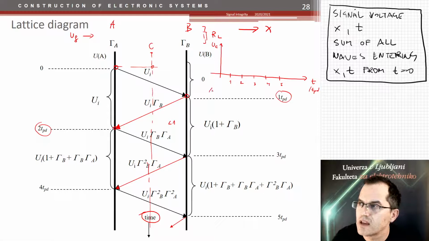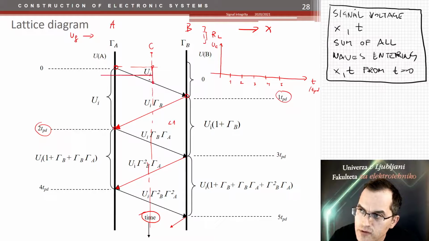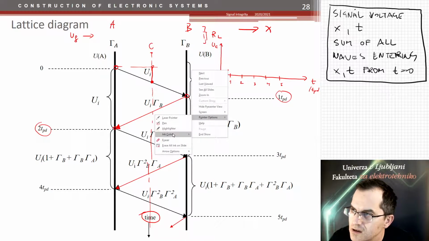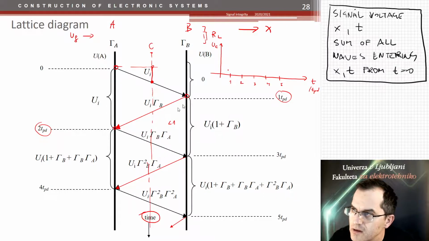So what do we have here? C. What is the voltage on the line at time 0? It is 0. And this stays the same up to this point. So this point is half of the TPD. So here, maybe I should change the pointer options. In color I would choose maybe green. Yeah, that's better. So until half of the TPD.